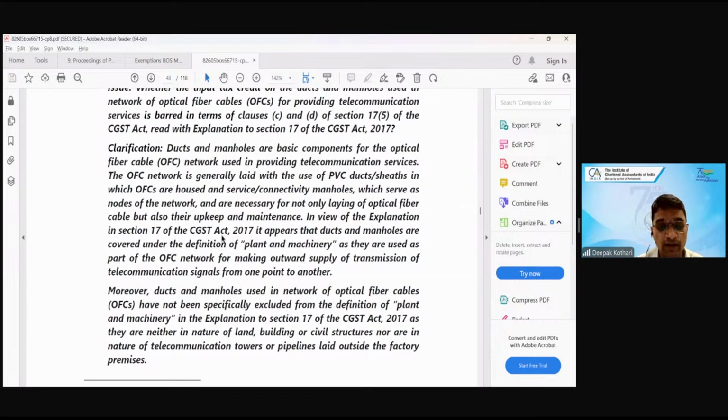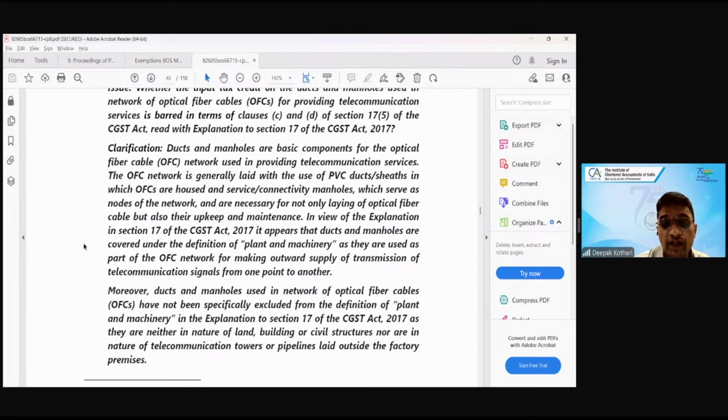So in view of the explanation of section 17, it appears that plants, ducts and manholes are covered under the definition of plant and machinery, because who lays down these OFCs, optical fiber cables? Which companies? The telecommunication companies or the internet companies lay these, those who are not using direct satellite, or even if they're using satellite, they have to use some pointers so that the network can be distributed. So this laying down of wire is very important.